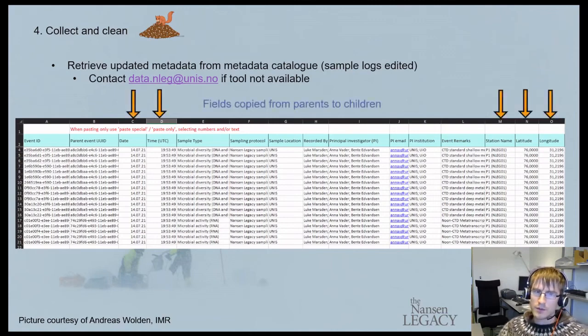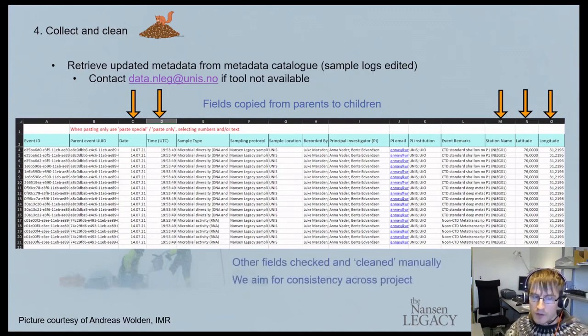So for some columns, we have time, date, the coordinates, for example. Your samples in your sample log should have the same values as the activities or the sampling events that are the parents of them. So we have a script. When I receive the sample logs, we can propagate this metadata from the parents and copy it down to the children. Other fields are checked and cleaned manually, sometimes fixing random errors. This can happen, but also to ensure consistency in how things have been recorded across the project.